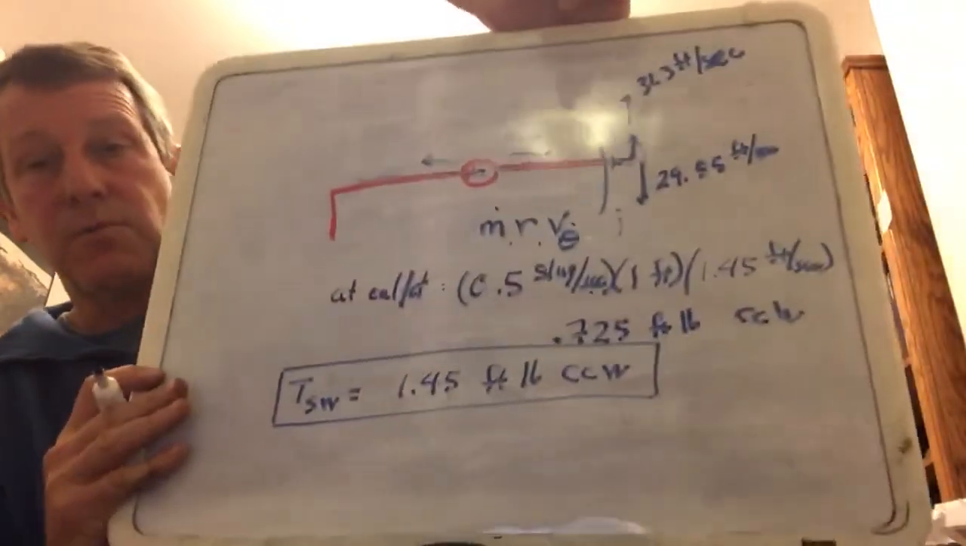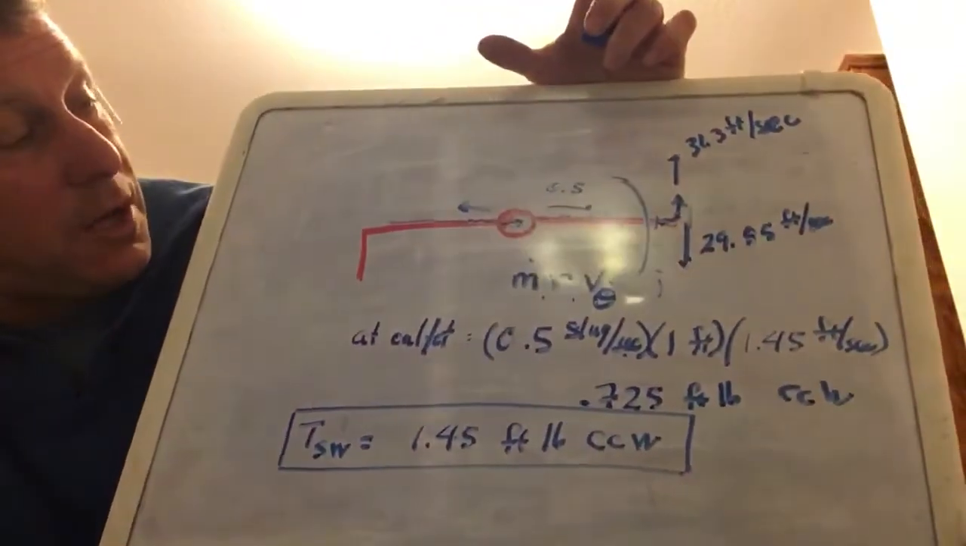And we have a total, we can just add those two up, 0.725 plus 0.725, and I get 1.45 foot-pound counterclockwise. So that torque is 1.45 foot-pound counterclockwise.